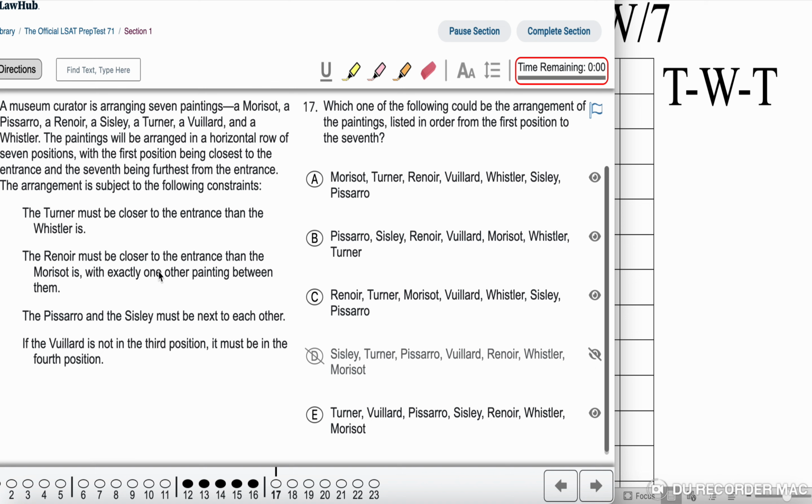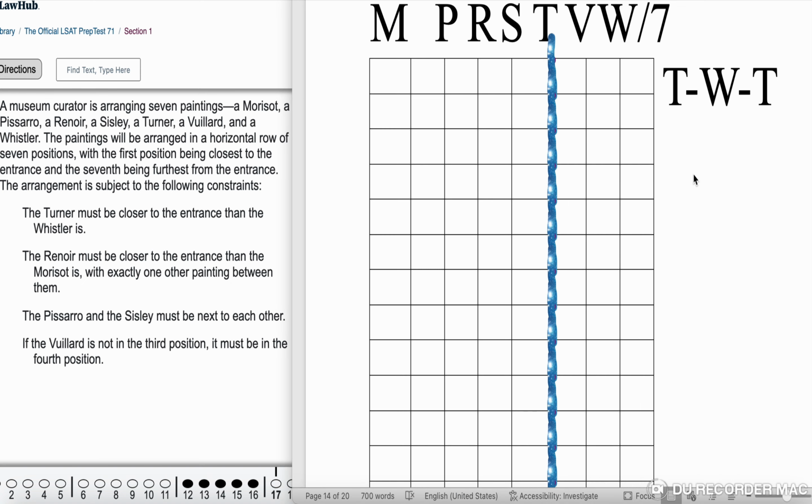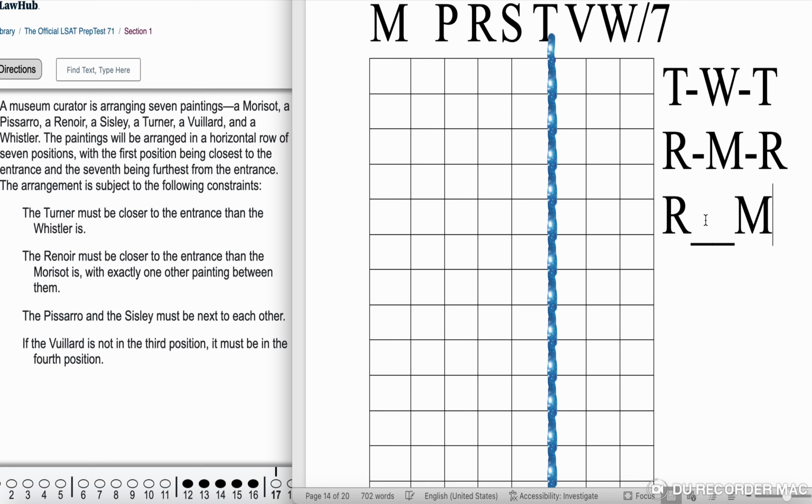Second condition, R must be closer to the entrance than M, with exactly 1 other painting between them. So we need to keep in mind that R and M are going to have 1 painting between them, and we don't know which painting that is.